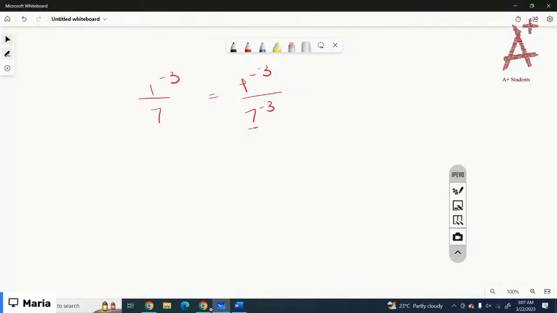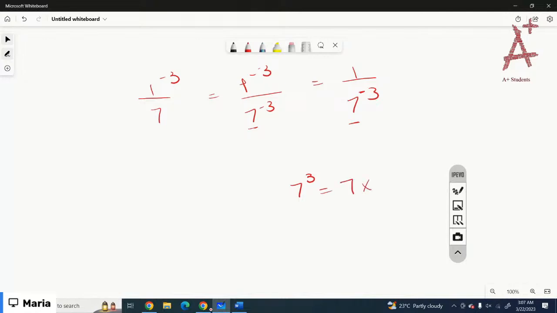1 exponent negative 3 is 1. We can make the other exponent positive by shifting it from the denominator to the numerator. Like we did for the negative exponent, we take the reciprocal. So it would be shifted from denominator to numerator, so it would be 7 exponent 3.